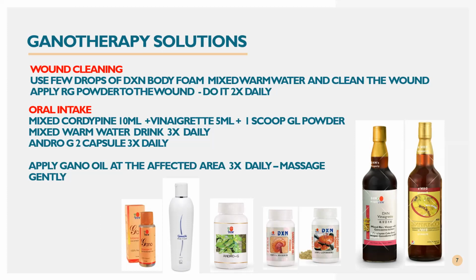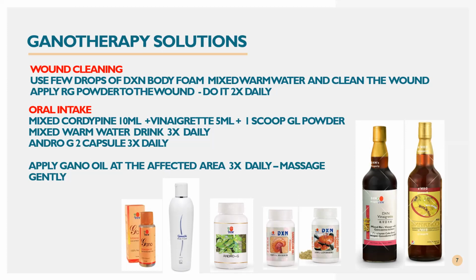Then apply Gano oil at the affected area and massage gently. Let's say the wound you have already cleaned up and put RG powder on; the surrounding of the wound you can apply Gano oil. Gano oil is like a magnet. It can pull the blood towards the area.